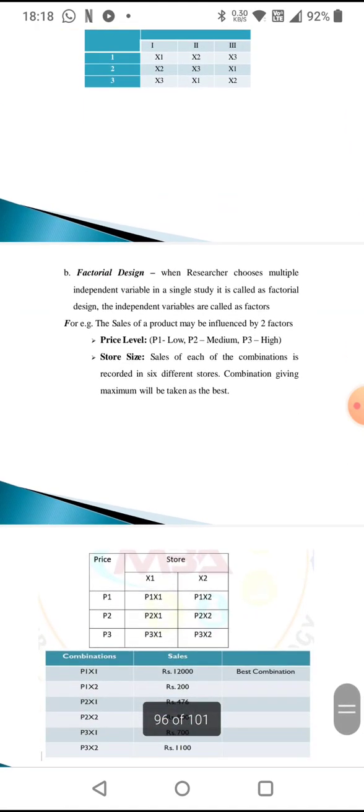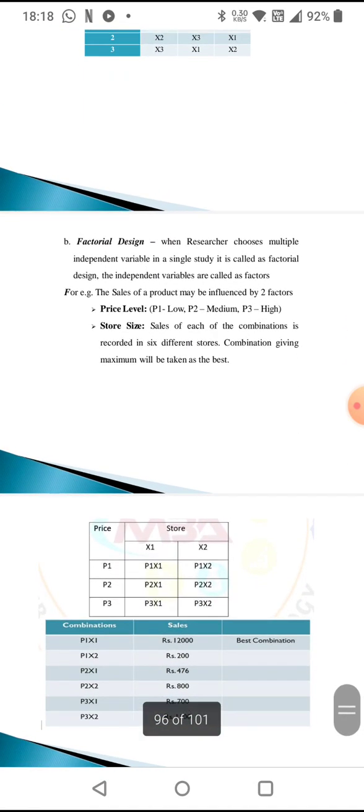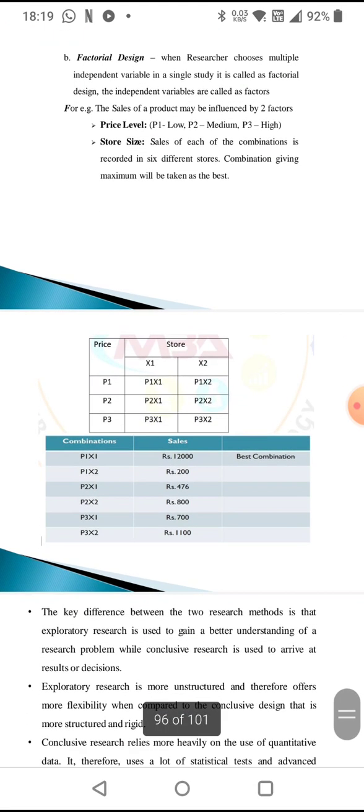The next being the factorial method. So what is factorial design? When a researcher chooses multiple independent variables in a single study, they are called factors. The sales of a product may be influenced by both the price level and the store size. So here you are depicting it, wherein you are making an assumption of the sales to be so much, assuming that P1, X1 are at the right place. Right. So this is how your factorial design depicts it.